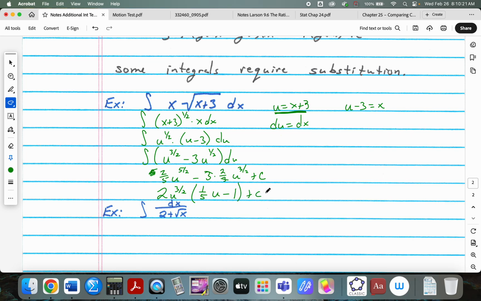And that's important that it's 1. A fairly common mistake students make is thinking, well, that's all gone, so it's a 0. But I divided it out. I didn't subtract it out, so it's a 1. And then all that's left to do is put this back into terms of x. So it'd be 2 times x plus 3 to the 3/2 power times 1/5 of x plus 3 minus 1, all plus c.